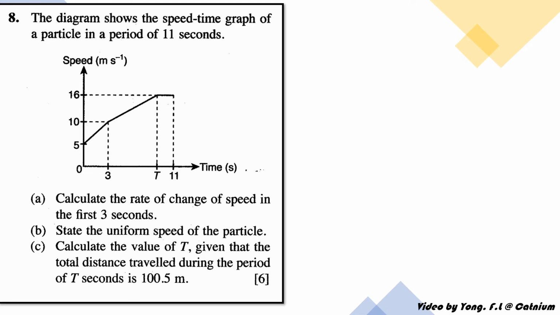So here comes our first question. We take a look at this question. So this is a question regarding the graph of speed over time. Jenis graf yang berkenaan untuk soalan ini adalah graf laju masa. Okay, graph of speed against time. The diagram shows the speed-time graph of a particle in a period of 11 seconds. So this is a movement of a particle for a total of 11 seconds, 11 saat.